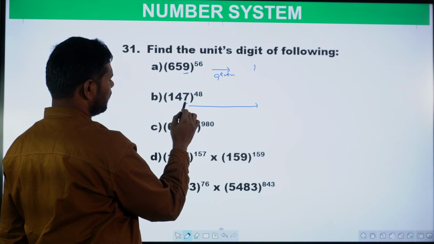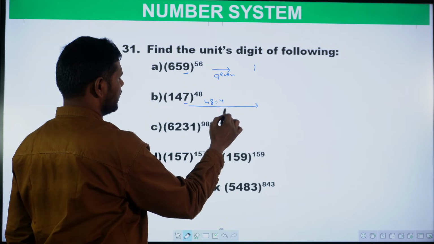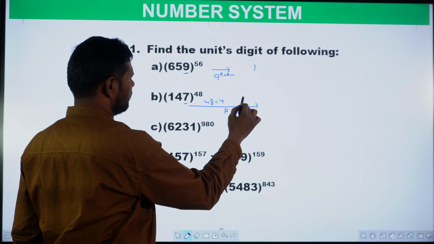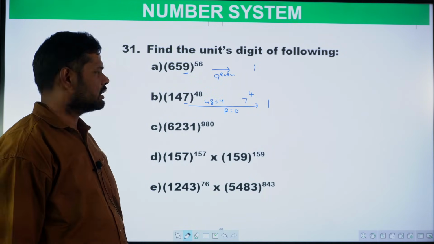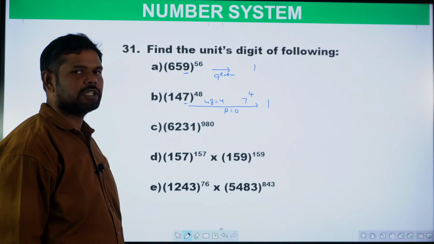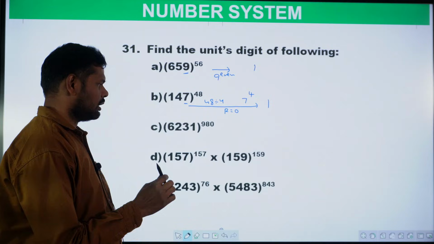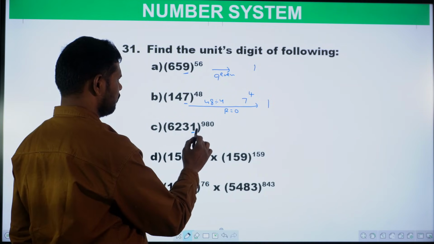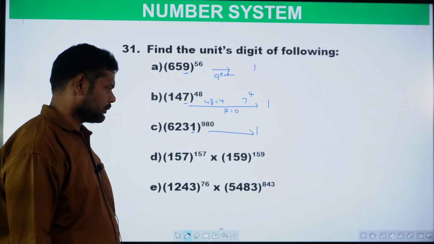So 7 power 48. 48 is divided by 4. What is the remainder we get? 0. Remainder 0 means we take 7 power 4, and its units digit is 1. We just recall that concept. Again 1, and 1 power whatever it is, the answer is always 1 only.